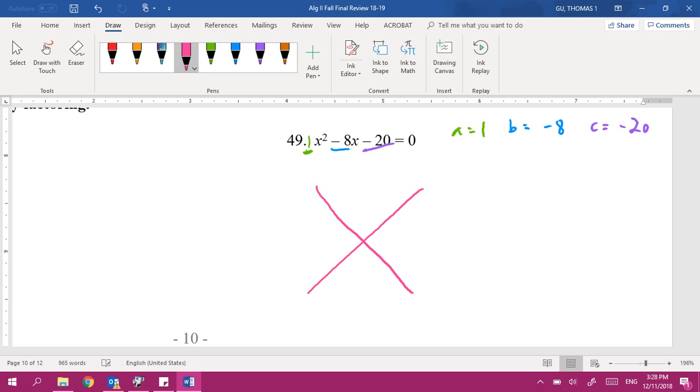Alright, on the top of the x box is going to be a times c, so that's a times c, which is going to be -20. And on the bottom of the x box is going to be b, which is -8.